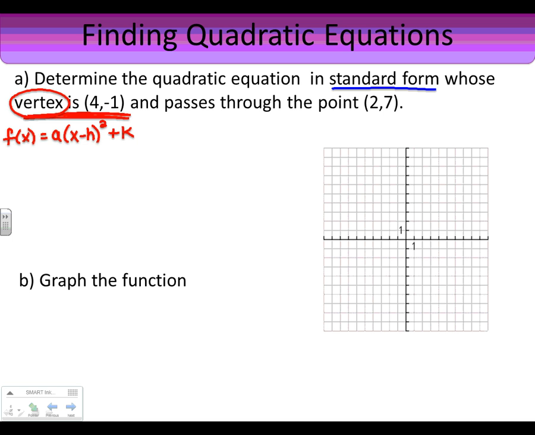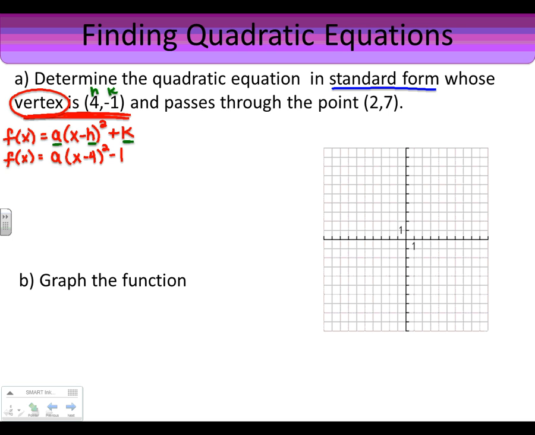So when we have an equation in vertex form, I should have a number for the a, a number for the h, and a number for the k. The x stays a variable. So I know what my h and my k are. That's given to me, h and k from my vertex. So what I need to find is my a value. So let's plug in what we know. We have f of x is equal to a times (x minus 4) squared minus 1.